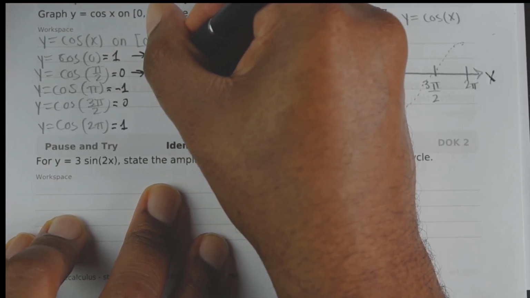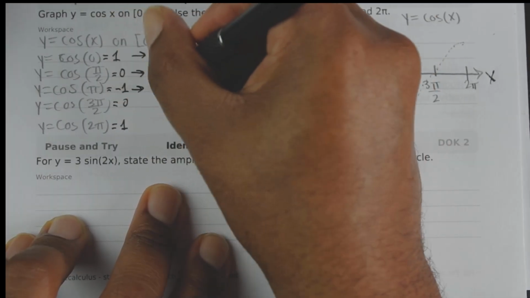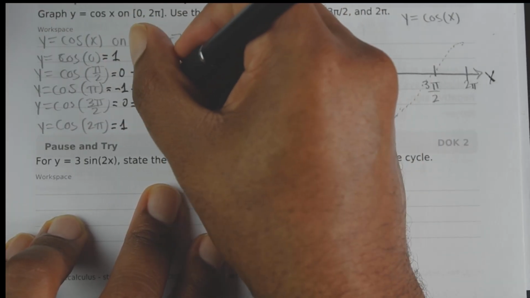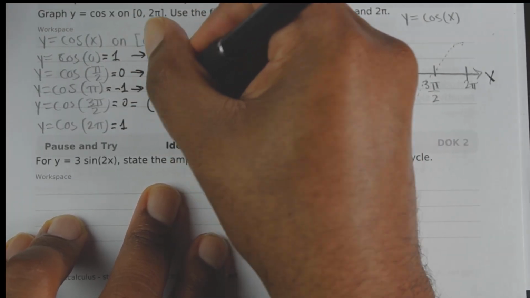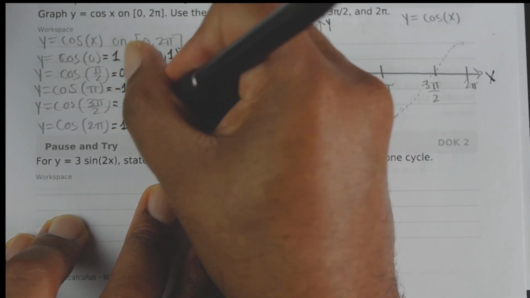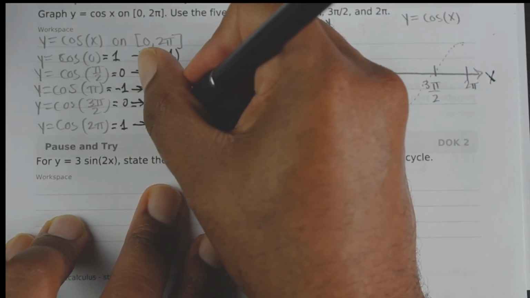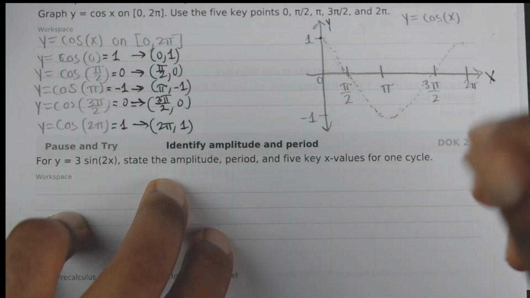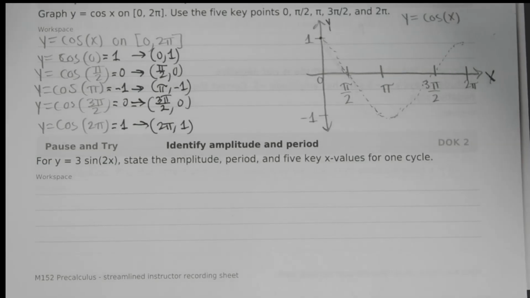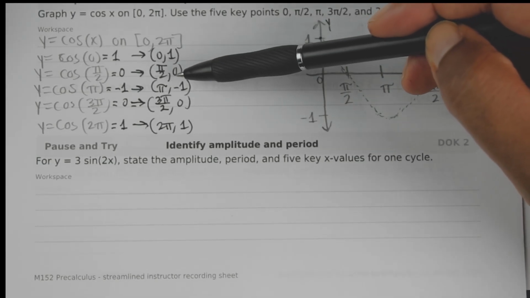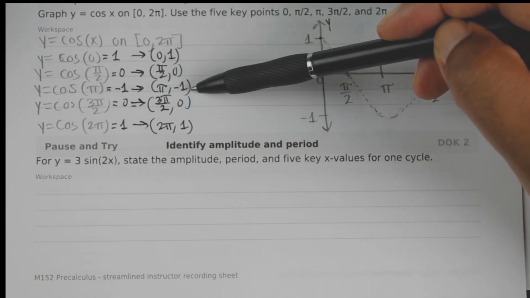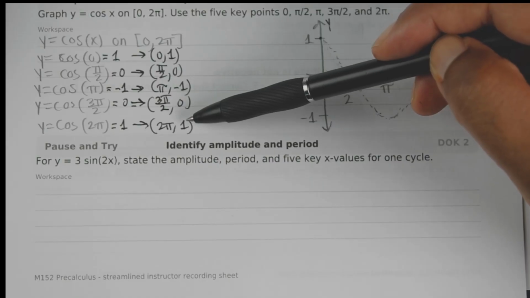pi over 2, 0, pi, -1, 3 pi over 2, 0, and then 2 pi, 1. Okay? So again, the key points are (0, 1), (pi over 2, 0), (pi, -1), (3 pi over 2, 0), (2 pi, 1).